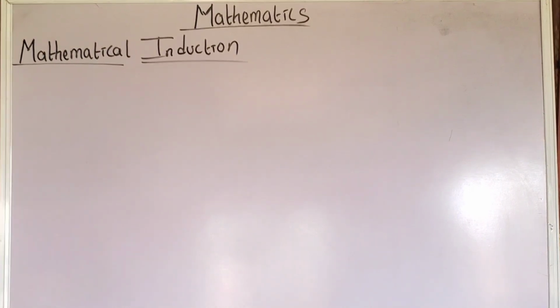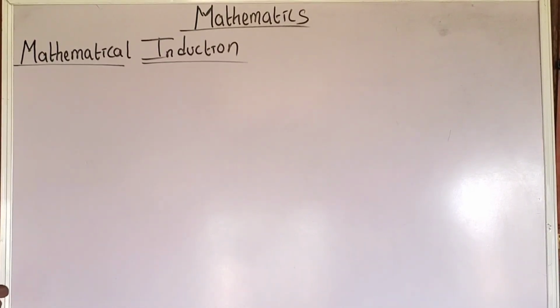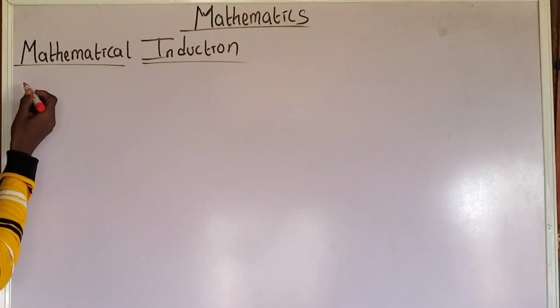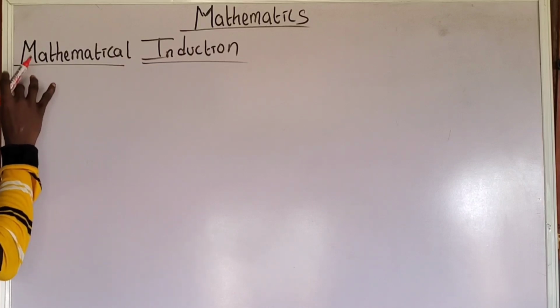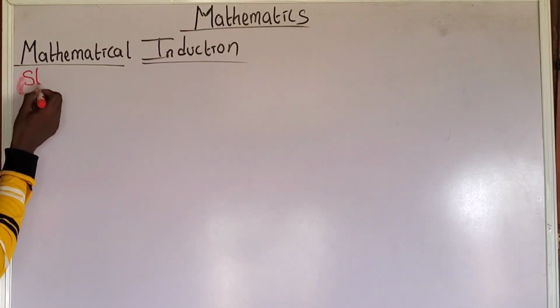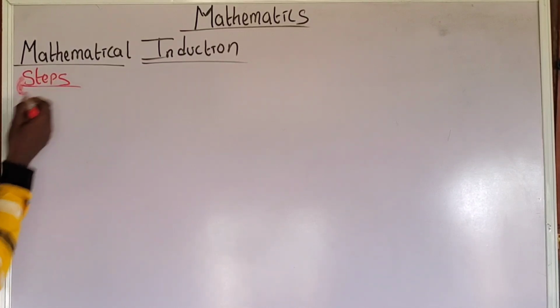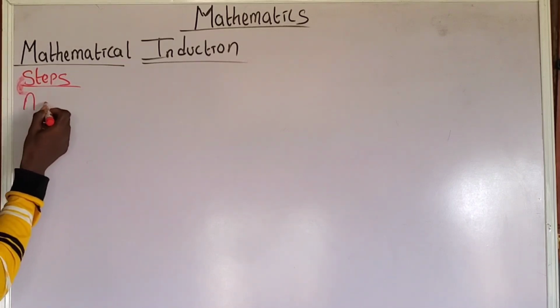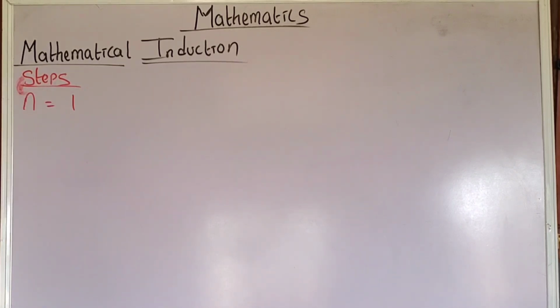The first is that you have to test. Please pay attention. You have to test whether the stated result is true for the value of n equals 1. I'm just trying to tell you the steps now. So pay attention. You have to test whether the statement is true for n equals 1. Now, this is the first step.